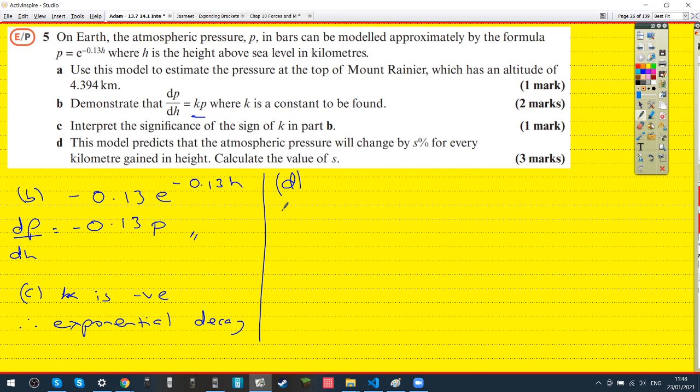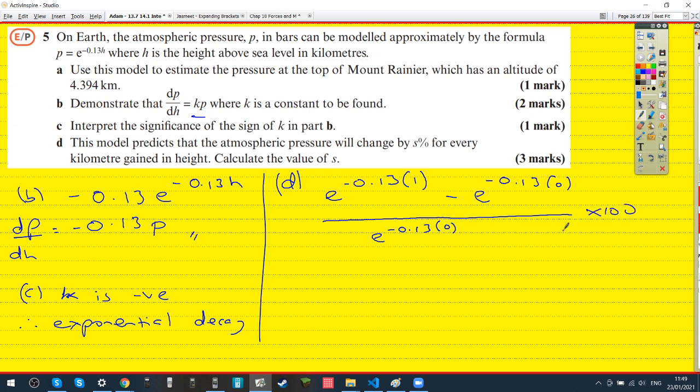I think what I might do for this one, so for every difference in kilometer, the difference between 1 kilometer in height, I'm going to do the difference between when h is 1 and when h is 0. That's a difference of 1 kilometer. And as a percent, hang on, I think that's out of the original. And as a percent, you times it by 100.